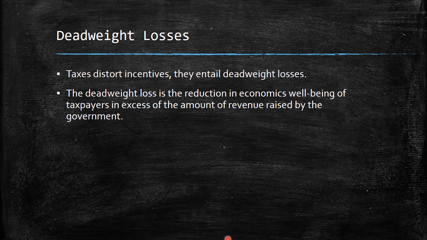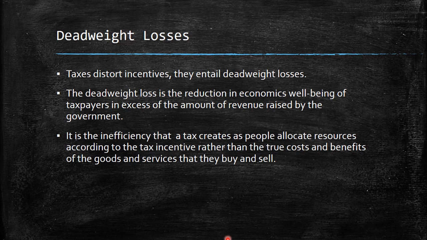action of the government makes the allocation of the market totally different. The total well-being divided by consumers, producers, and government is less than it was before, divided just between producers and consumers. So it is the inefficiency that basically tax creates. People allocate resources according to the tax incentive rather than the true cost and benefits of the goods and services that they buy and sell. So this is the cost that we have for the deadweight loss.